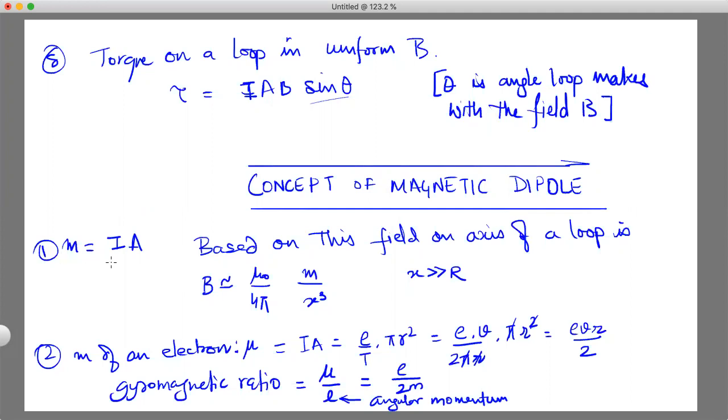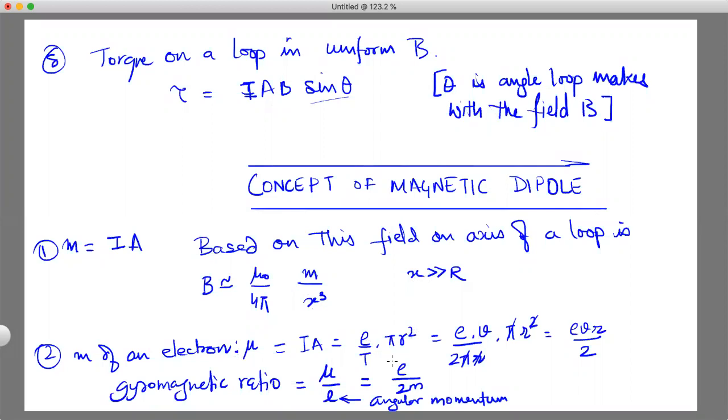We can calculate m, and then we can find the axial field using a very simple relationship, μ0 by 4π, which is the standard constant, 10 raised to power minus 7, times the magnetic dipole moment by x cube, which is very similar to the electric dipole expression. So it's easier to remember also, and it can be used when the loop is not circular.